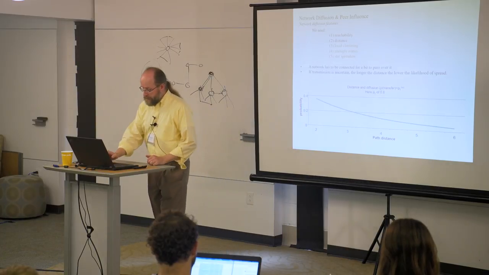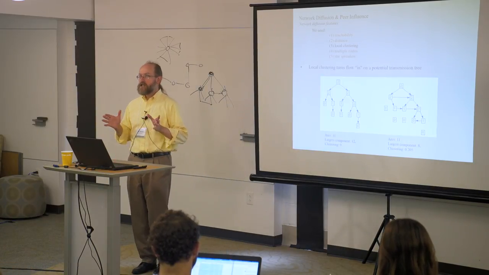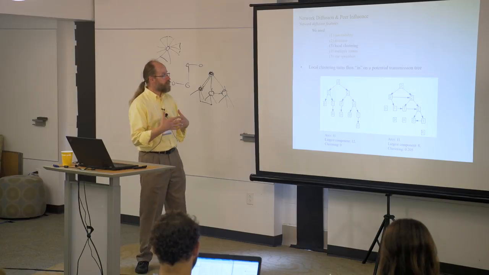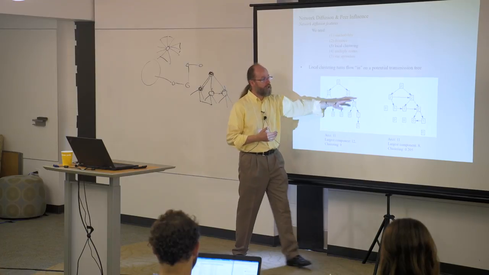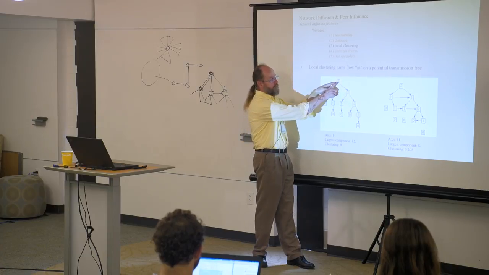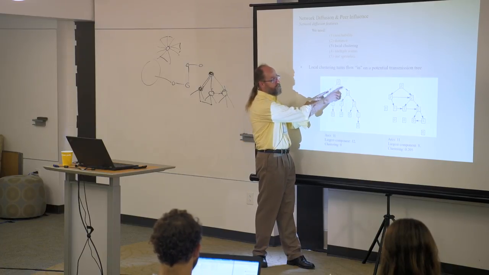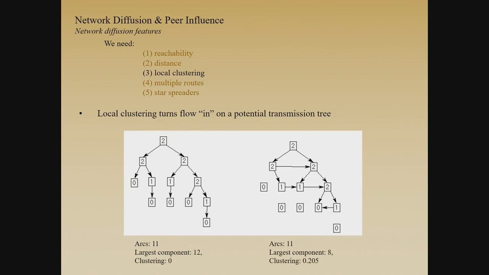Now, it turns out, of course, that local clustering is going to sidestep some of those features, right? What it's going to do is turn this kind of spreading flow in on itself. And so in this case, person two here, on this two-step, in this version, if there were no clustering, gets exposed once. But if there's clustering, this person's getting exposed twice. And so these multiple routes of clustering have two interesting effects on the spread of something in a network.